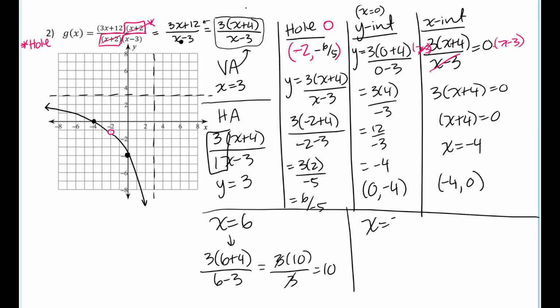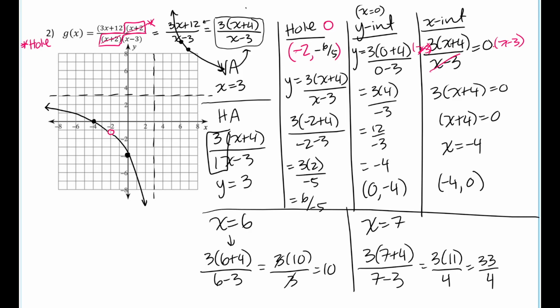Okay, when x equals 7, let's plug it in. 7 plus 4 over 7 minus 3 becomes 3 times 11 over 4, or 33 divided by 4. Let's see. So that'll be 8 point something. I'm going to leave it as 33 over 4. So 7, comma, a little bit more than 8. So over here. It's a little bit off our grid, but you get the picture. So it's a long process of finding points, but that is how you do it.